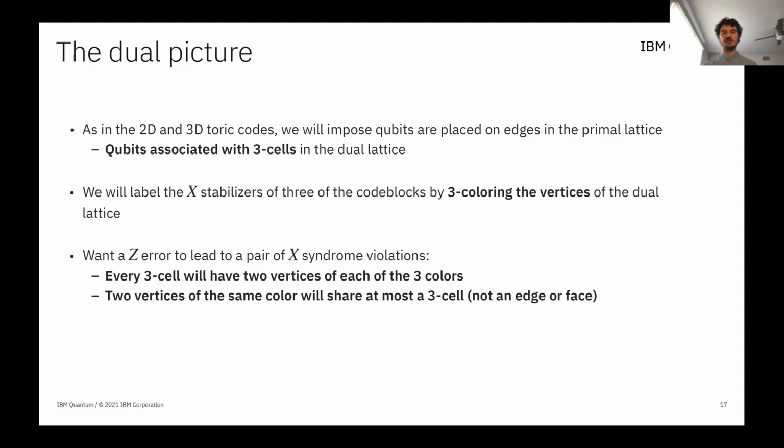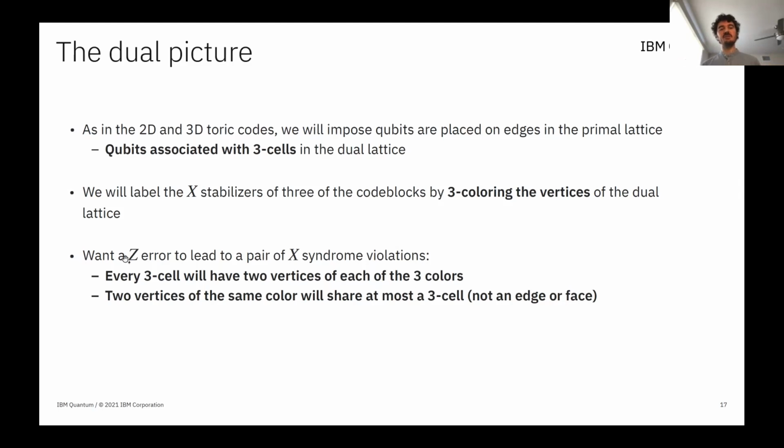So in this dual picture, well, in the primal lattice in 2D and 3D, the qubits were placed on edges of your tessellation. Here, if there were edges in 4D, then they're going to be associated with 3 cells in the dual lattice. Okay, so they're going to be a volume. You're going to associate physical qubits with volumes in this dual lattice. And we're going to label the X stabilizers of 3 of the code blocks by vertices in this dual lattice, and we're going to 3-color the vertices of the dual lattice so that no vertices of the same color share more than just a 3 cell. They can't share an edge or a face.